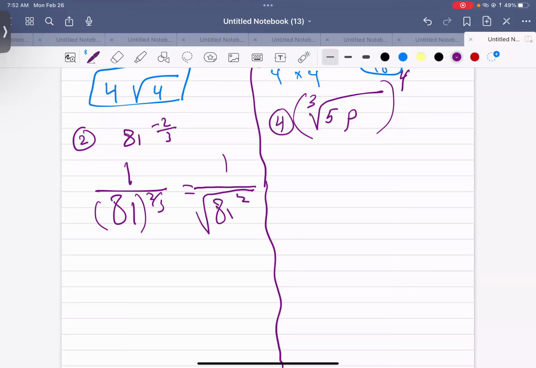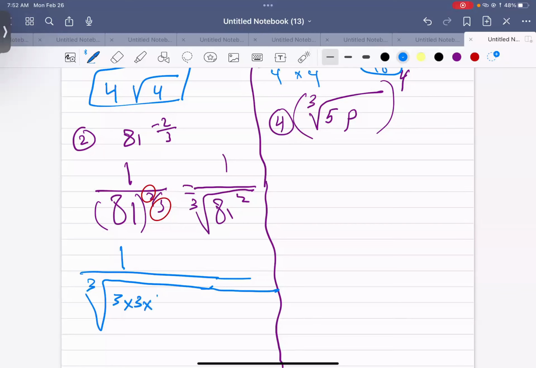8 squared, cube root. All right, the 3 goes here. Let me change the color. I apologize for that. The 3 is the degree, and the 2 is the exponent. So that equals 1 over the cube root of 8 squared. 8 is very much 2 times 2 times 2.